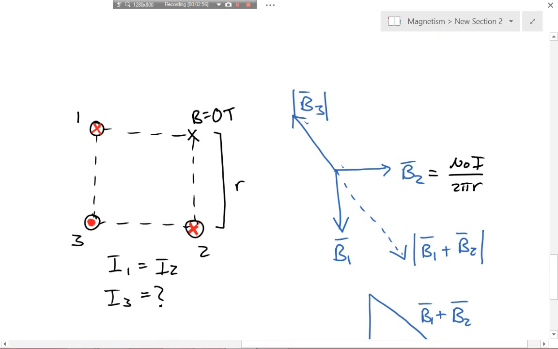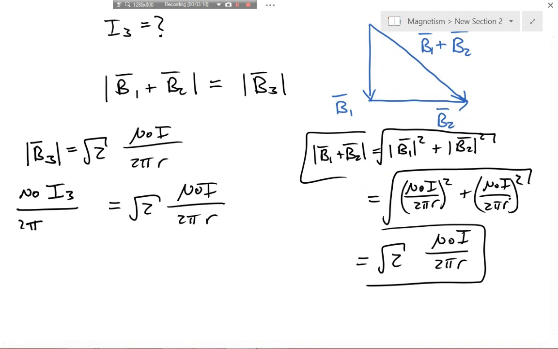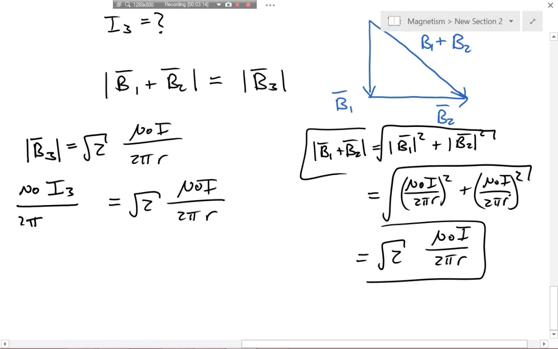So hopefully you can see that because this distance is r and this distance is r, by the same type of Pythagorean theorem, this total distance from this corner all the way up to this corner is going to be equal to the square root of 2 times r. It's exactly the same type of thing we had here when we added up these two vectors. So this total distance is the square root of 2 times r.